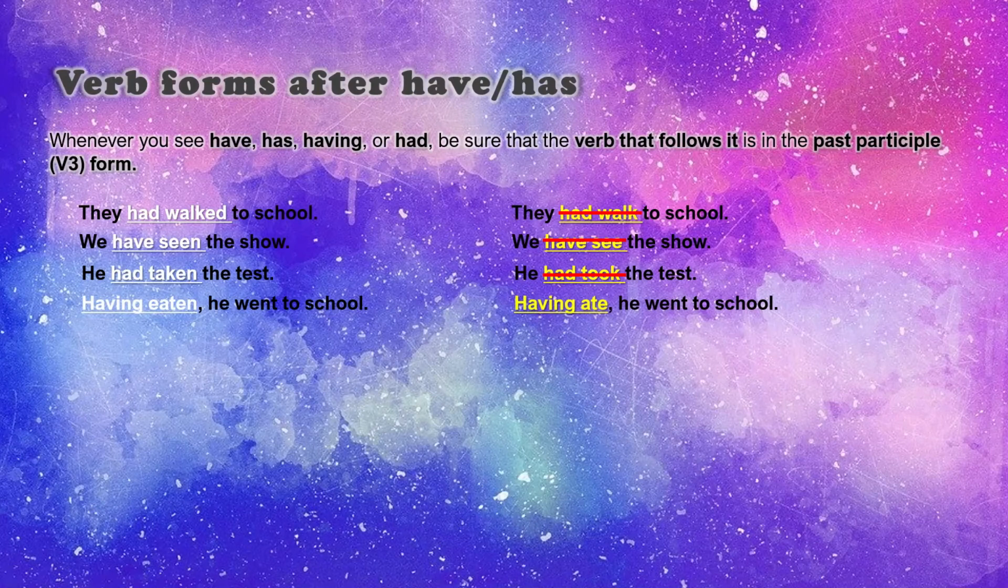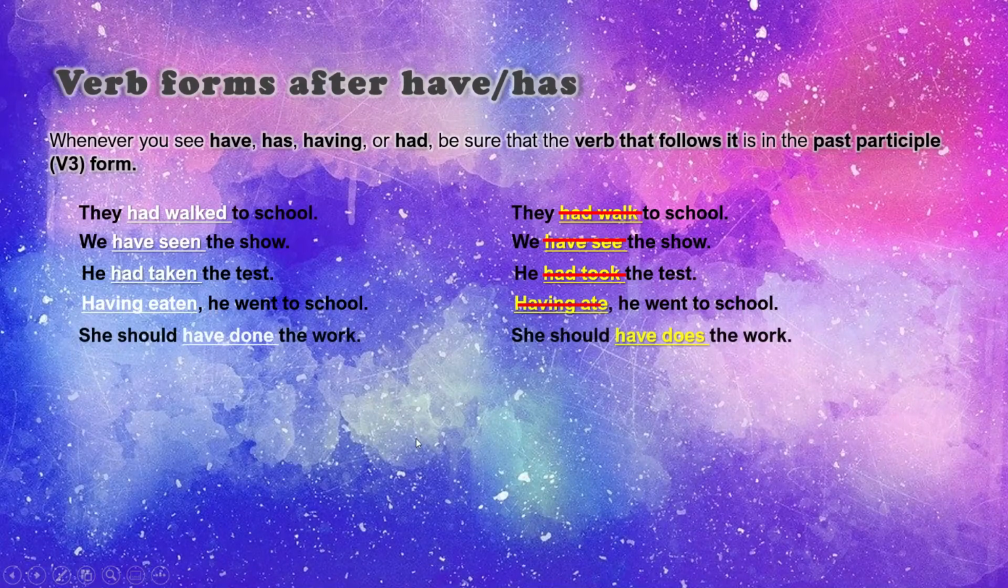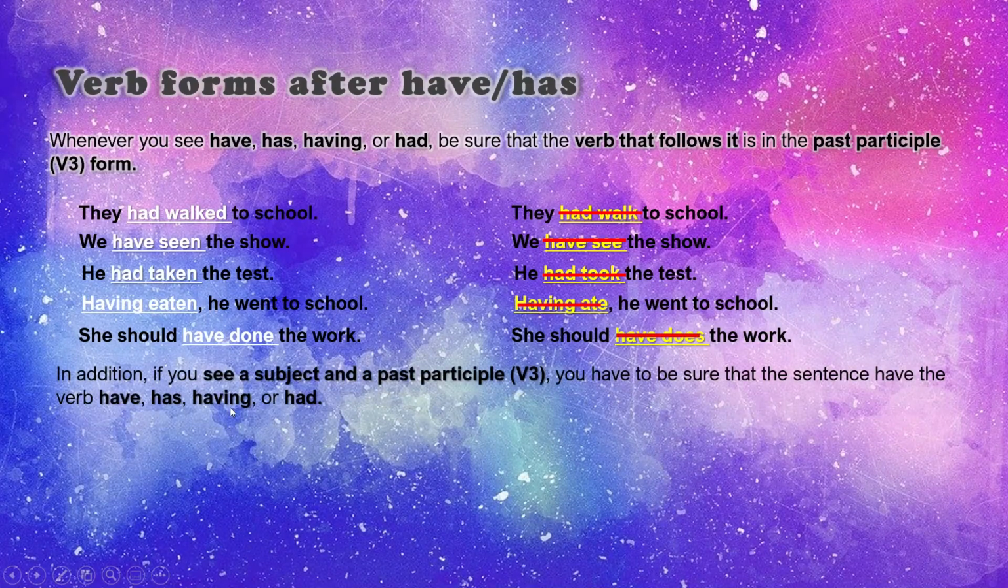Taken. "Having eaten, he went to school" and "having ate, he went to school." See, after having, you have to make sure the verb is verb 3. So this one is the correct one, and this is the incorrect one. "She should have done the work" and "she should have does the work." You see, after have, it should be the verb 3, not the verb 1. This one is the wrong one.